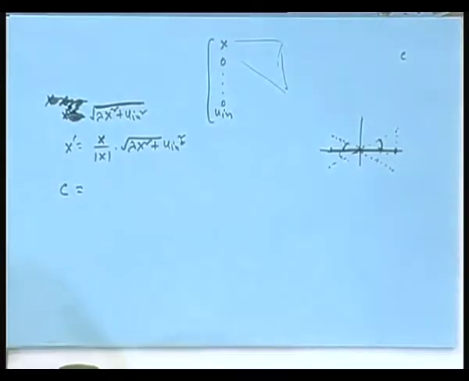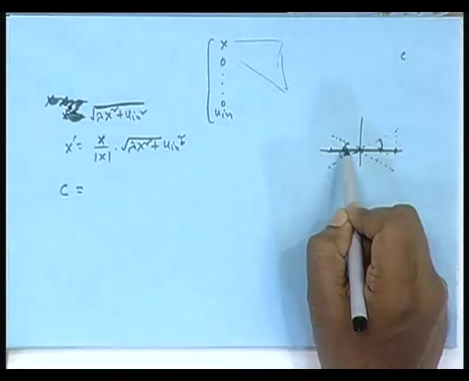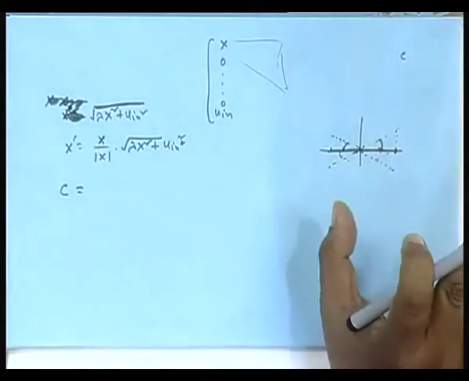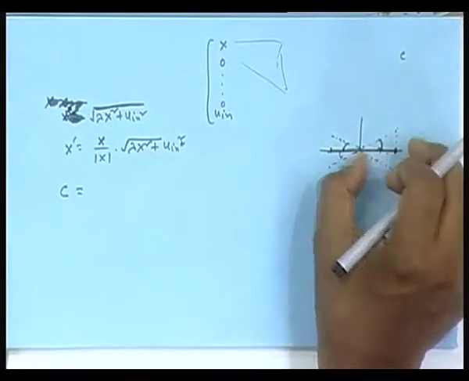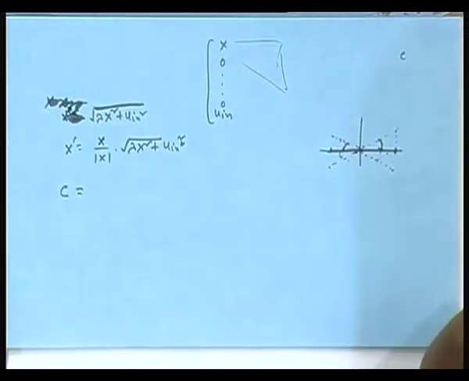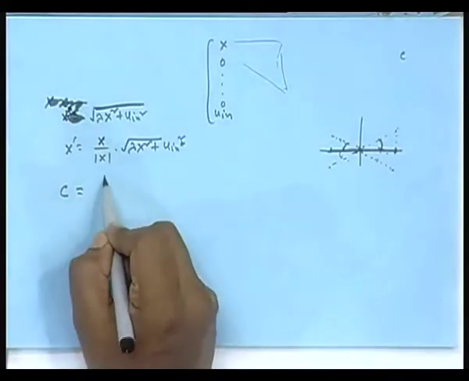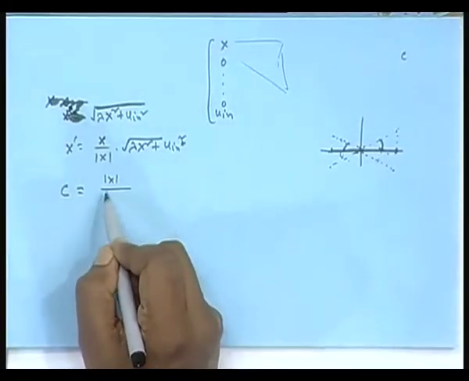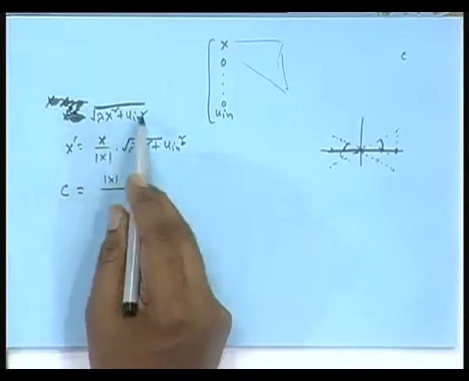So C will be what? Simply, don't bother about sine and all, just take the mod of the base, mod of the hypotenuse, the ratio, isn't it? Because C is always positive. So, that means C will be your mod x divided by this quantity.